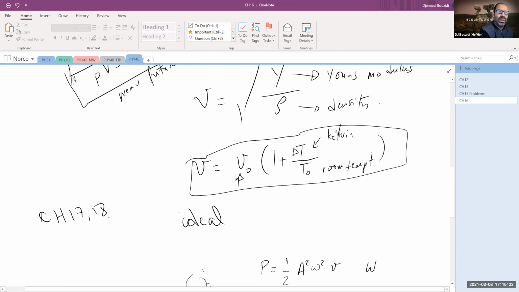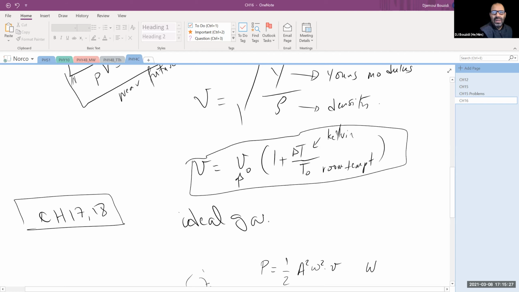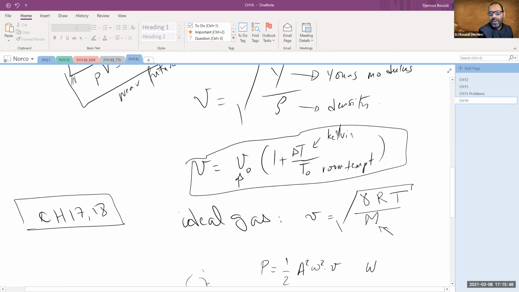Chapters 17 and 18, okay? The next two chapters. For an ideal gas, we find that the velocity is proportional to a factor which I'm going to write right now. R, you're familiar with it if you took chemistry, is the same constant for the ideal gas. T is the temperature in Kelvin, divided in this case by M, where M is the molar mass of the gas.